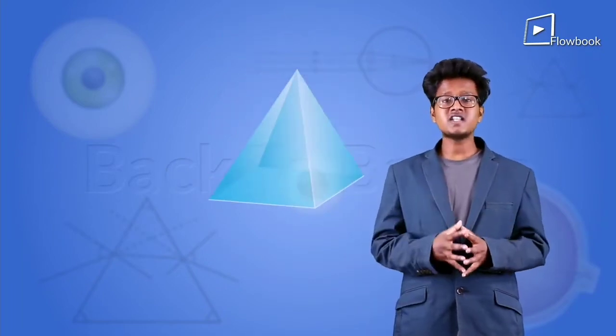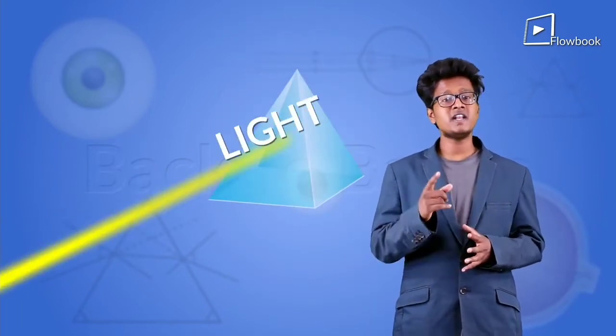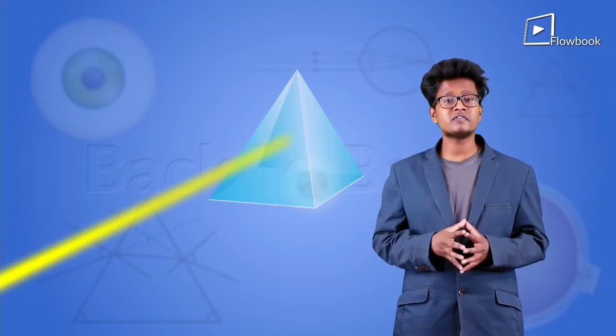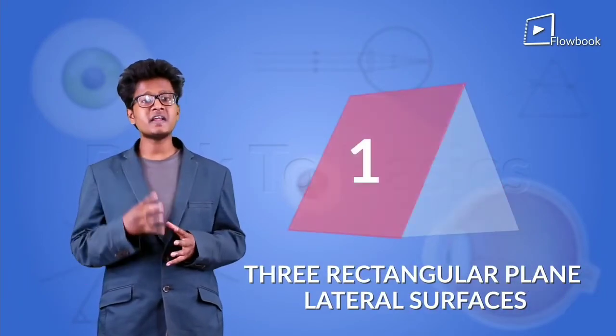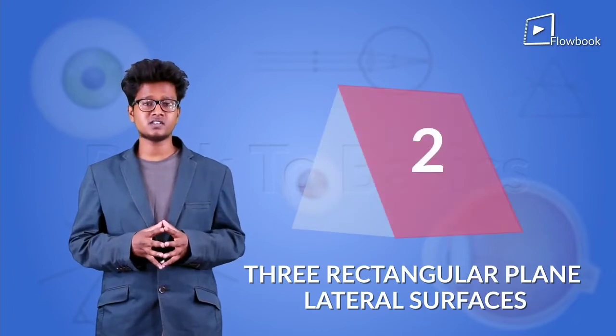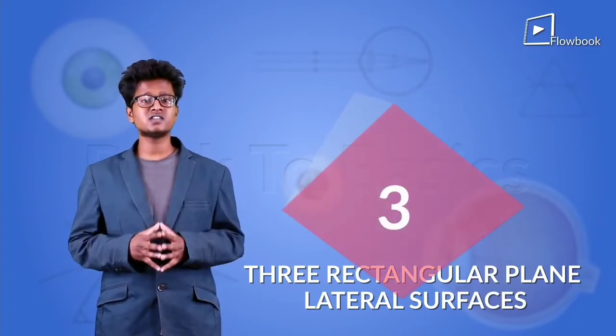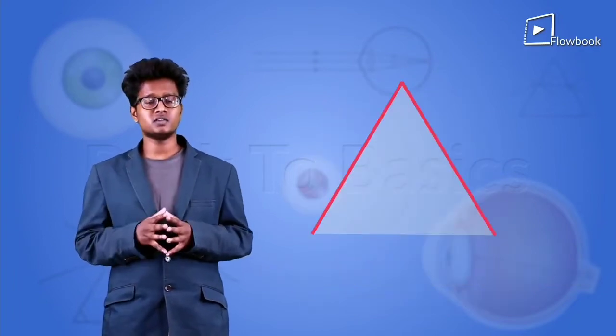So, to understand the behavior of light when it is incident on one plane surface and passes into the prism, we need to define certain terms that are associated with the prism. Consider a triangular glass prism. A triangular glass prism consists of two triangular bases and three rectangular plane lateral surfaces. These lateral surfaces are inclined to each other.